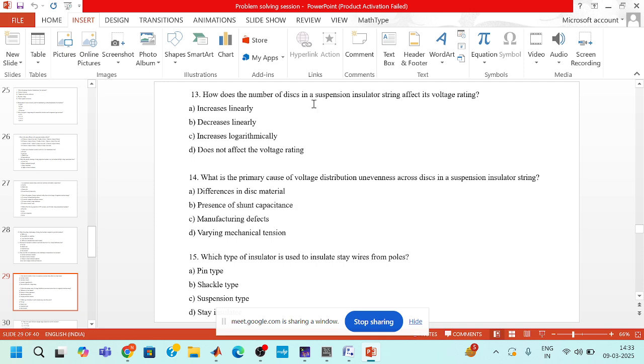Number of discs in suspension string. I think string efficiency affects it, if we increase the number of discs, the voltage rating is affected by the string efficiency. But you are also right. Yeah, I am confused actually. You were saying increasing logarithmically. Yes, C option. Log. Yes, madam, it's verified, madam.